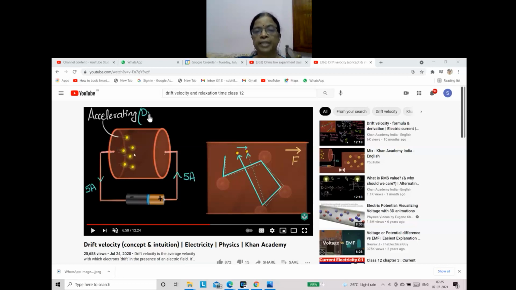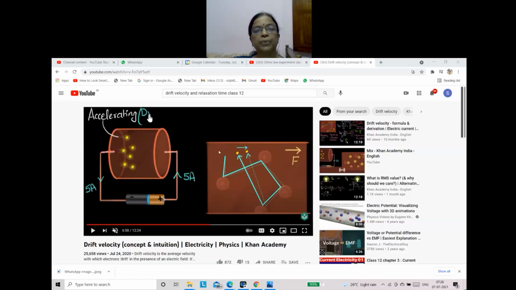That is what is happening here. The time between two successive collisions, not any two collisions, children, is the time between two successive collisions. First the electron hits here, then the electron hits here. The time between two successive collisions is known as the average relaxation time. So we have to derive the relation between current and drift velocity. When you have the idea, we can do it easily.